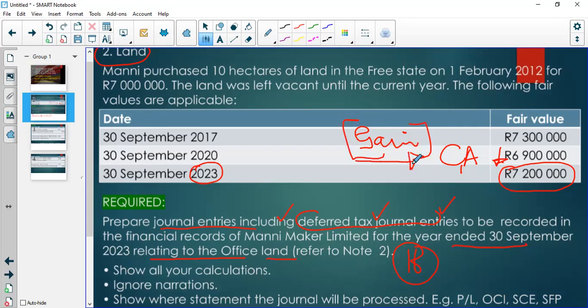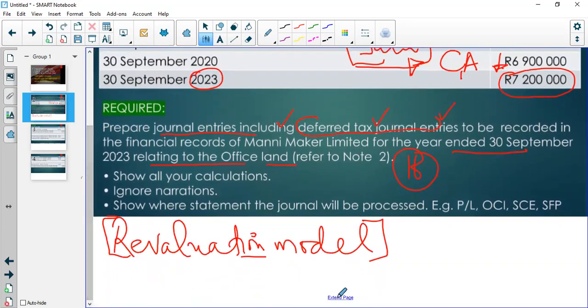So that represents a gain in the valuation of land. However, this gain is not difficult, but there is a tricky portion, because for us to account correctly for a gain, we need to know the original cost. The original cost is going to determine how we account for the gain as well as the deferred tax arising from the gain. So we're going to be guided by the original cost. The original cost is 7 million. So this is how we do our revaluations.